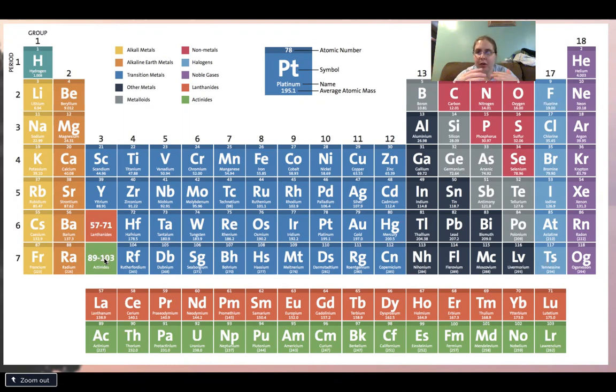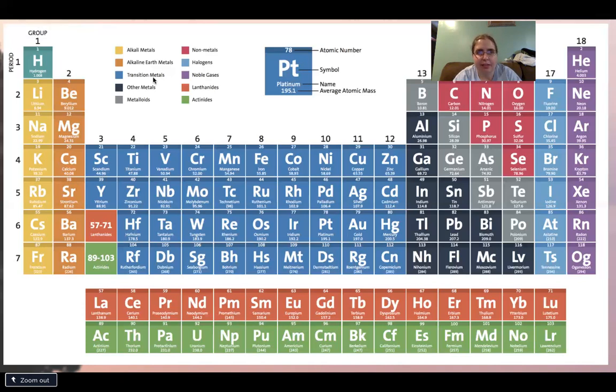The reason why they're oftentimes put at the bottom is because imagine if we left them right there. It would make the periodic table so long that it would be very difficult to put into a textbook and look at it easily, especially for children who are still learning about it.